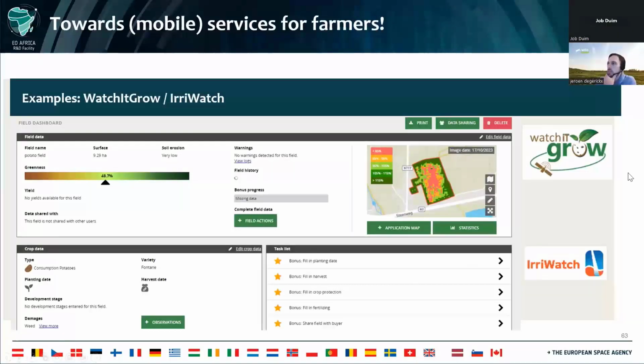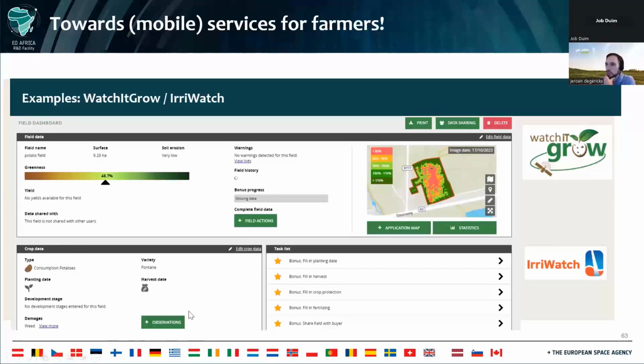Two examples are Watch It Grow and IRIWatch. So there the idea is really to offer some services based on remote sensing data at parcel level to the farmer. For instance, these intra-field variability maps, as you see here displayed, this is automatically generated for the farmer based on the latest satellite observations, and he has access to those observations through this platform.